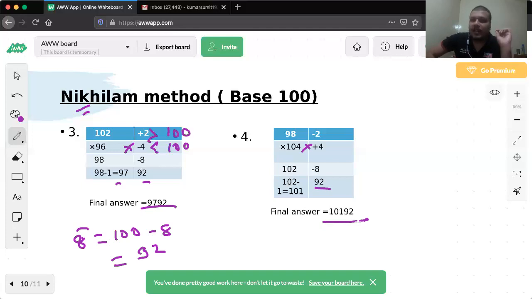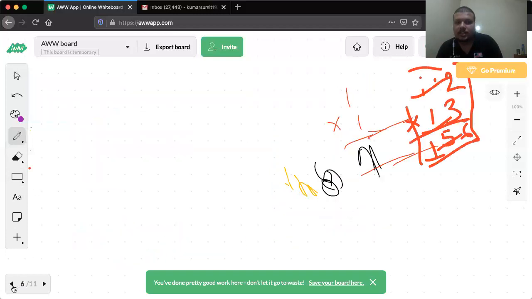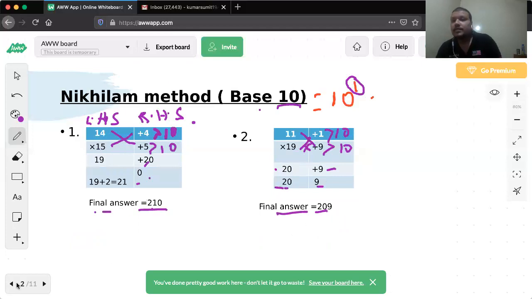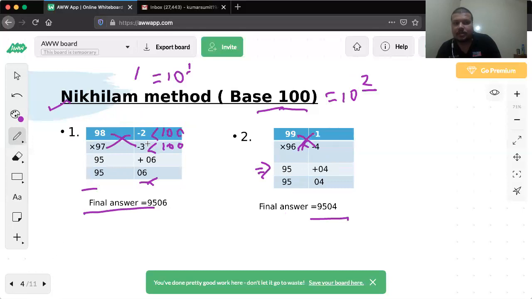Now, I have covered every example in these slides. When both numbers are greater than the Nikhilam, when both numbers are less than the Nikhilam, when one number is greater and one number is less. For example, in this example, I have covered when both numbers are greater than the Nikhilam. In this example, I have covered when both numbers are lesser than the Nikhilam.